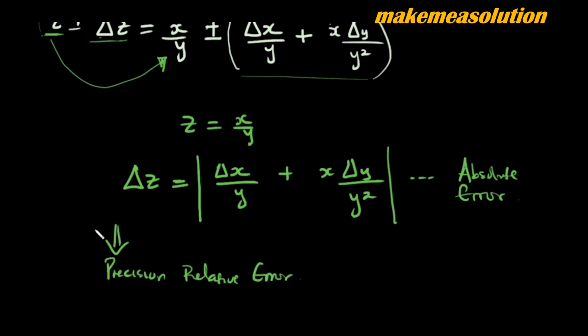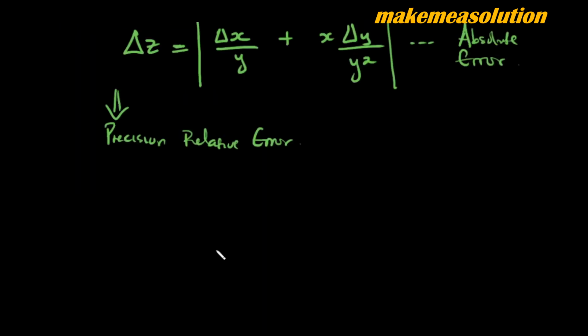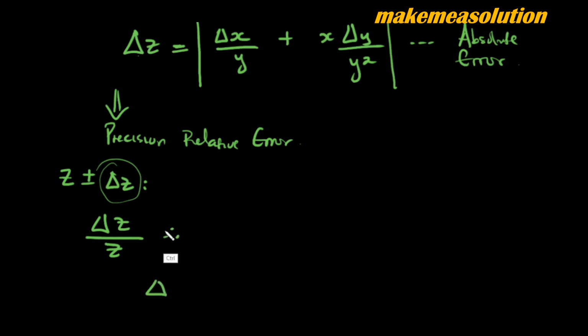Now if you remember from one of the last videos that I did, I said if you have a quantity z plus or minus delta z, this term is the absolute error. If you want to find the precision relative error, you just need to divide this term, the absolute error, by this quantity here, z, and that's exactly what we are going to do here now. So we are going to find delta z over z in this particular term over here.